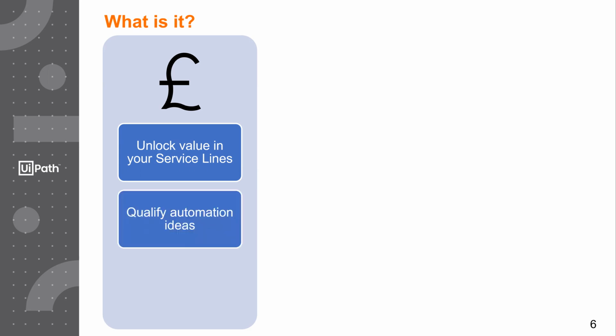And we can help to qualify your automation ideas. So one of the challenges that many organizations face is, is this the right process to be automating? Should we make some changes to it before we automate it? And we can help with that qualification, making sure that you're addressing the right automation candidates first.